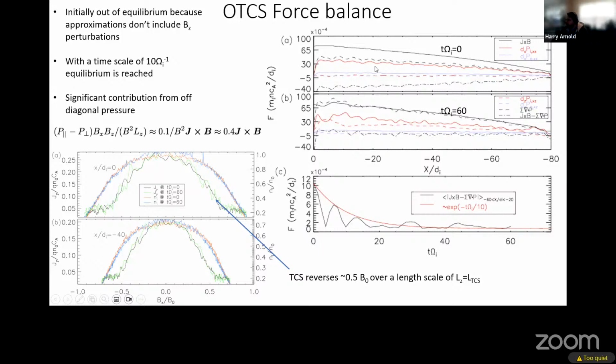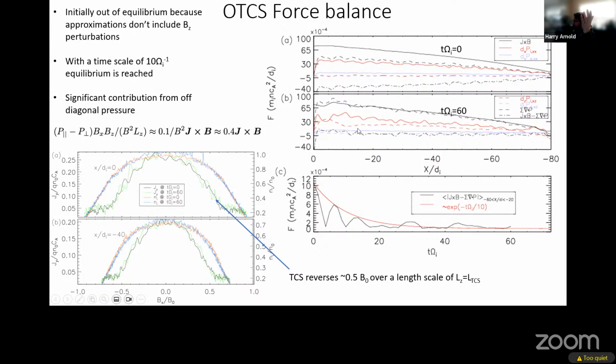The sum of the red and the blue line, which is basically this dashed black line here, does not equal the J cross B line. So this dot-dash line here is J cross B minus the sum of the divergence of the pressure tensors. If this line equals 0, then you're in equilibrium, but it's not 0 at the beginning of our simulation. But by the end of our simulation, it is 0.